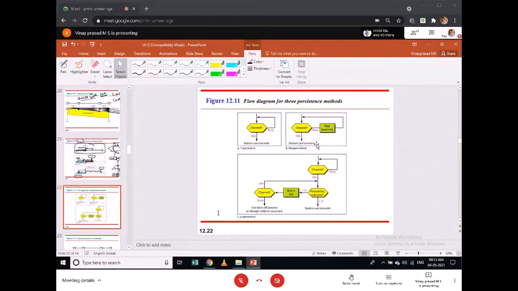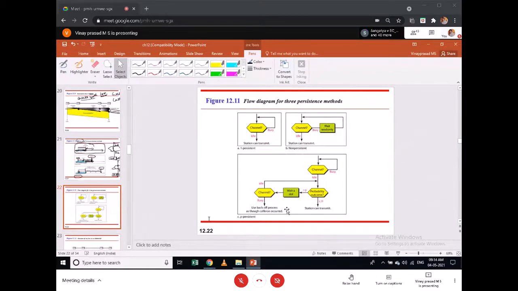In probability persistence, continuously check. If it is busy, continuously check. If it is idle, then with the probability outcome, if it is less than the probability P, then wait for a time slot. Again you check. If it is idle, again you come here. If it is greater than the probability P, then you can transmit. Or else, if a collision has occurred, use the backoff algorithm.